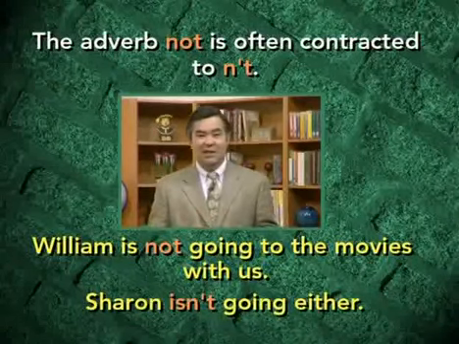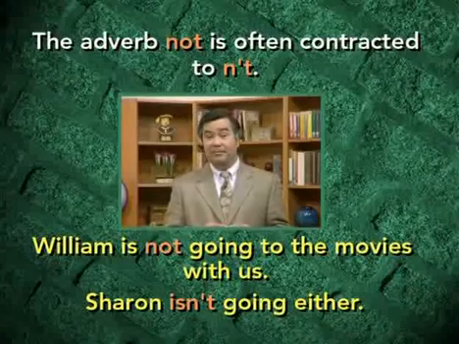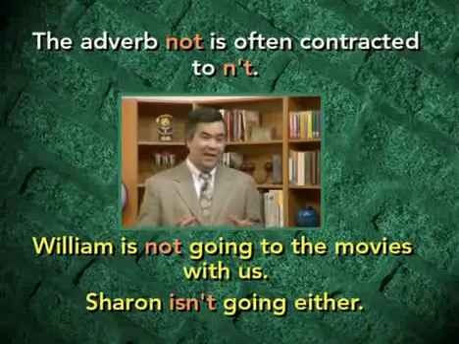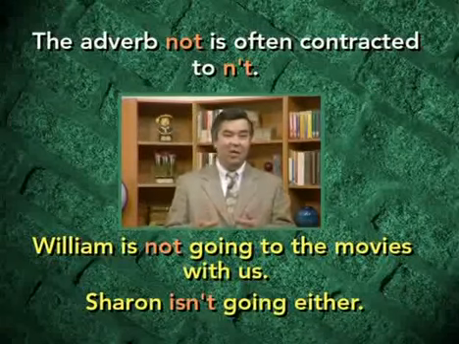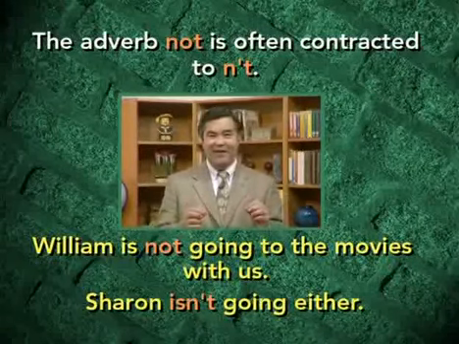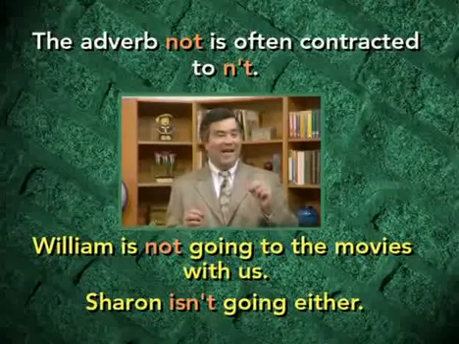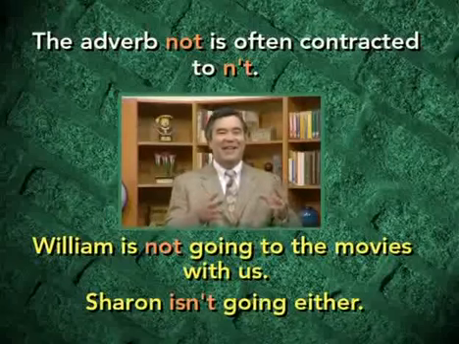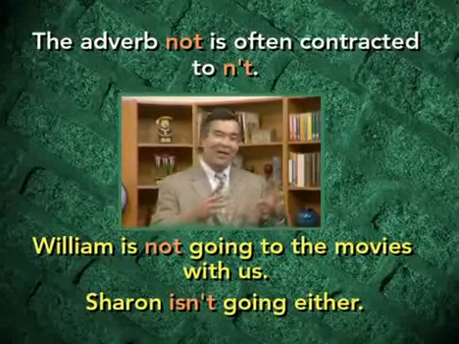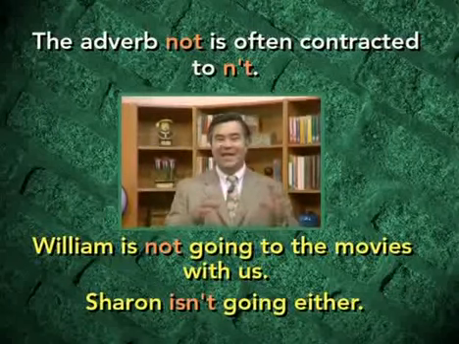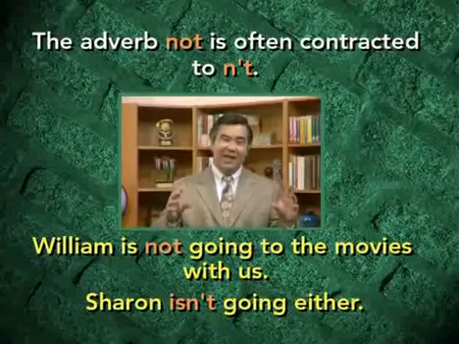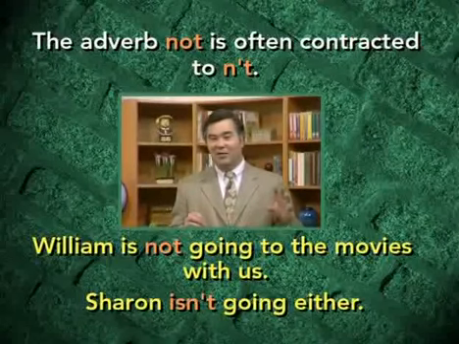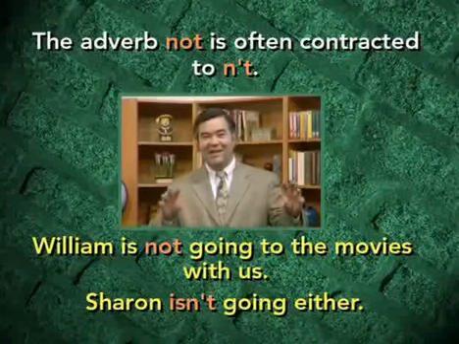Now look at this sentence. "Sharon isn't going either." What's the verb phrase in this sentence? In this sentence, the verb is "going." And in between, we have the adverb "not," which has been contracted to "n't," pronounced "int." "Sharon isn't going." So even though "is" does not appear in this sentence as a word by itself, nonetheless, if you're asked what the verb is in this sentence, the correct answer would be the verb phrase "is going."